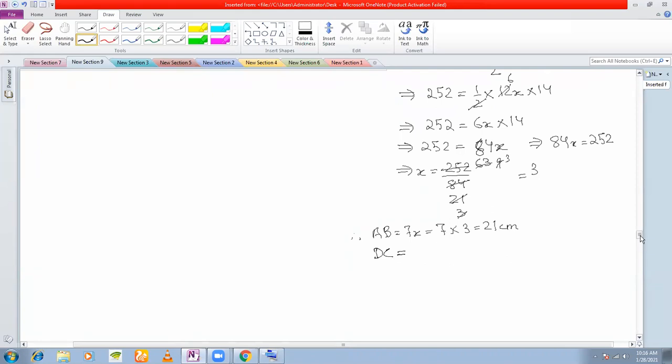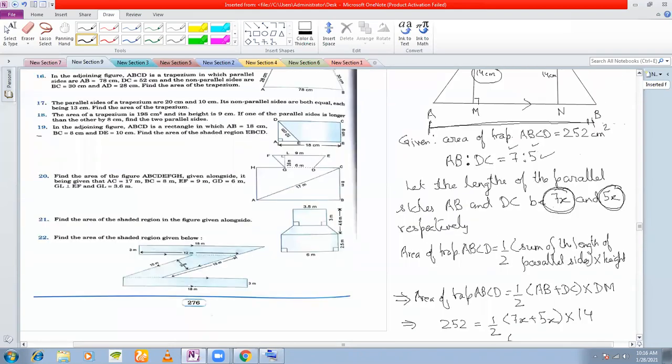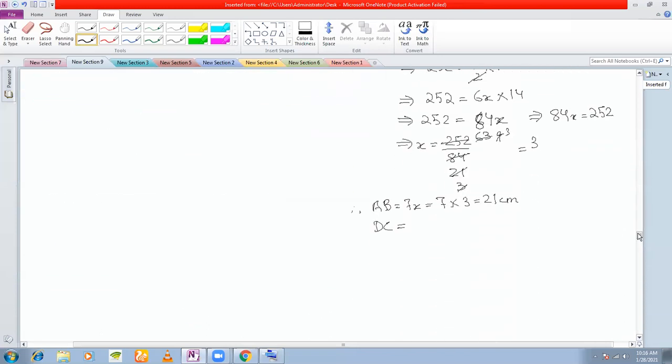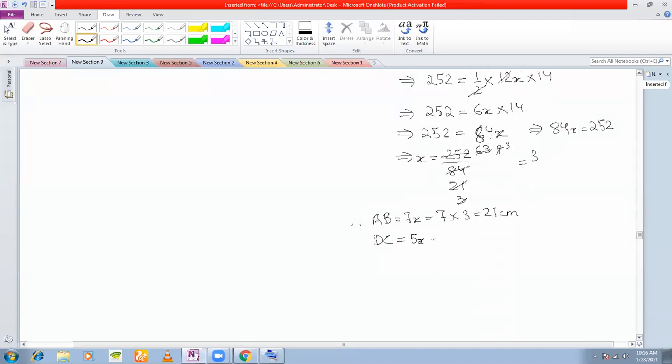DC will be equal to, what is the length we have taken here? We have taken the length of 5 centimeters, 5x. 5x is equal to 5 into 3, equal to 15 centimeters. That's it.